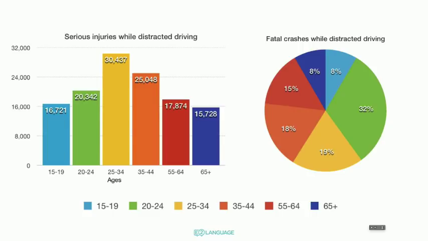On the left-hand side, you'll see the bar graph. Serious injuries while distracted driving. On the right-hand side, you see a pie chart. Fatal crashes while distracted driving in percentages. Holy moly, what are we supposed to do?